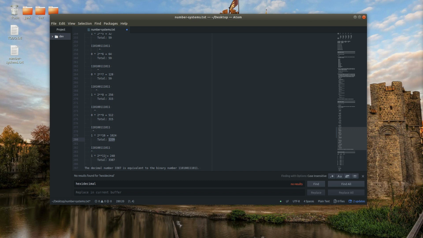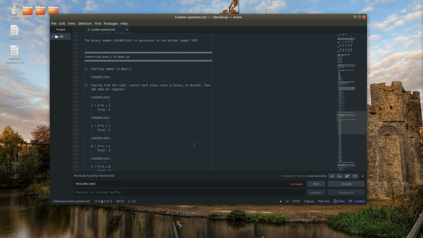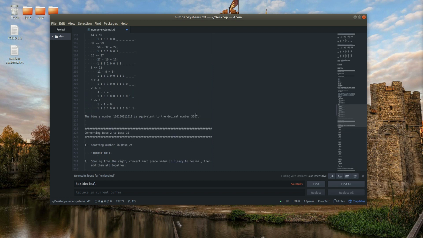And then we have 1 2048, so we add 2048 to this, and we get 3387. So the decimal number 3387 is equivalent to this binary number, 110100111011. If you go up here, that's the same, 3387, 110100111011.